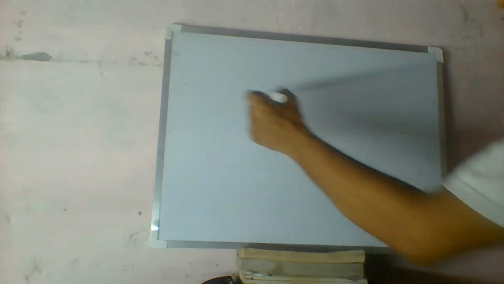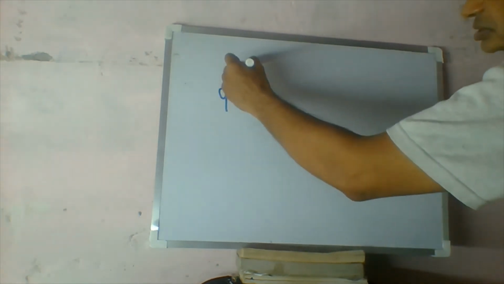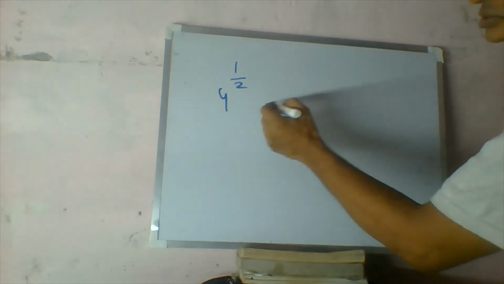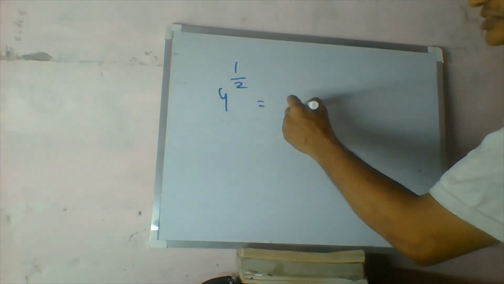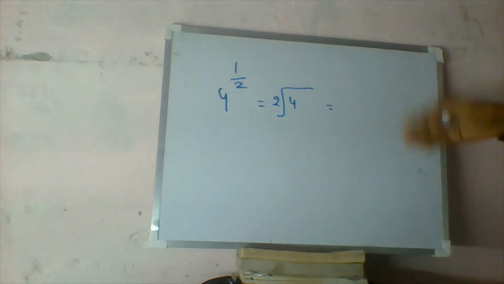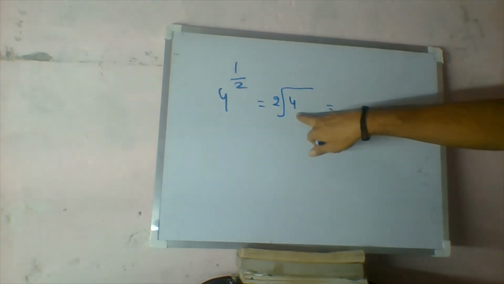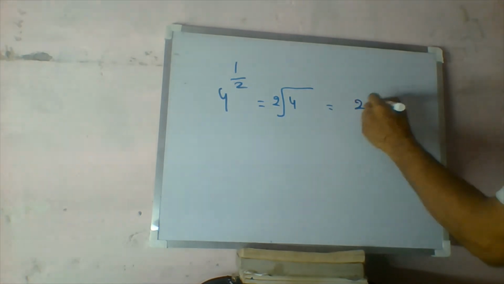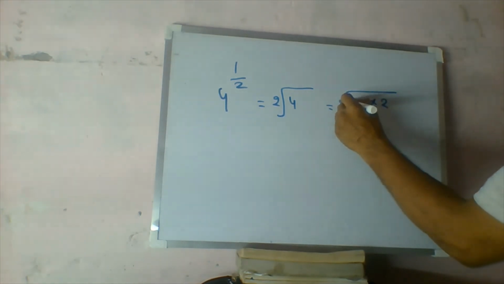Let us do one example. 4 raised to 1 by 2, you can also write it as the square root of 4. So a number which you can multiply by itself 2 times to get 4: 2 times 2. So the answer is 2.